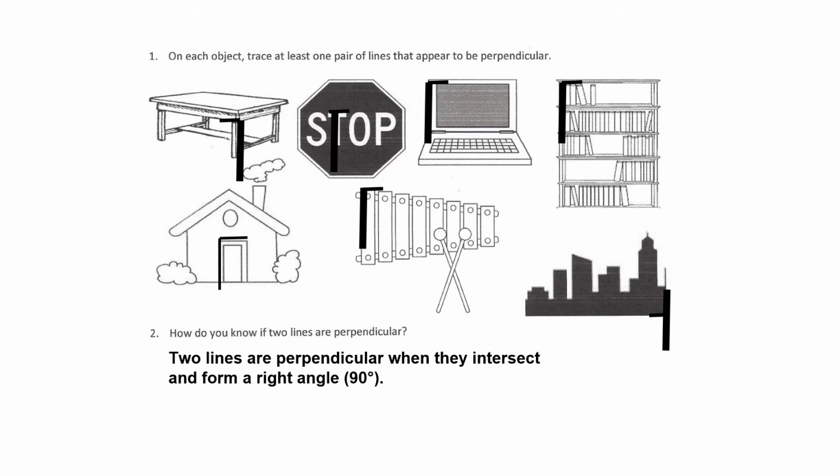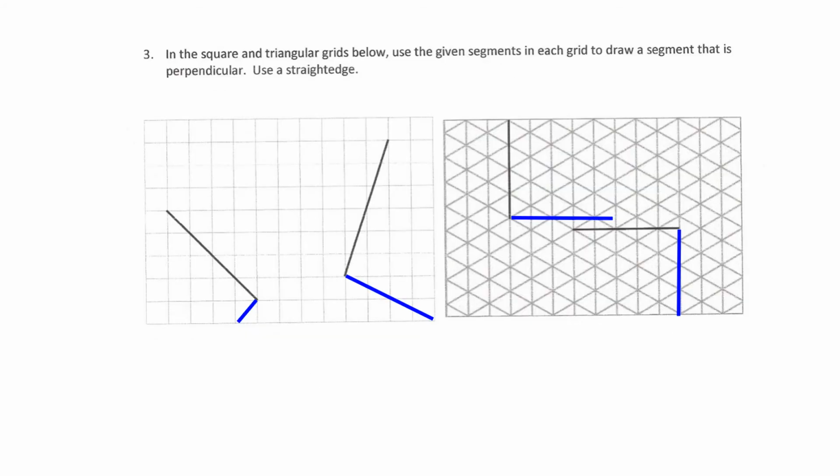So how do you know if they're perpendicular? Well, if two lines are perpendicular, when they intersect they form a right angle or 90 degrees. Now notice this line segment can go longer and this is shorter. So they don't have to be exactly the same length. They just have to form a right angle.